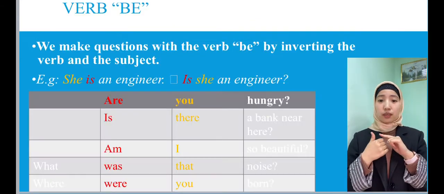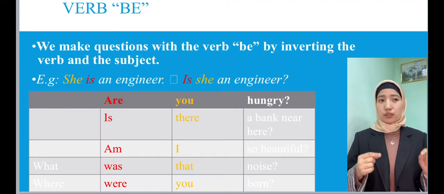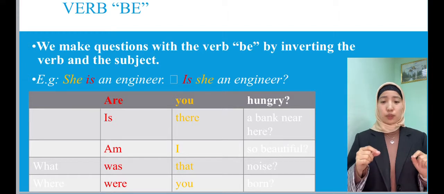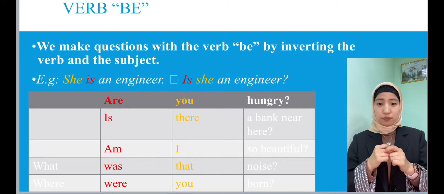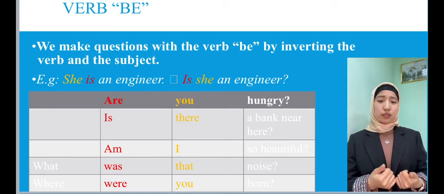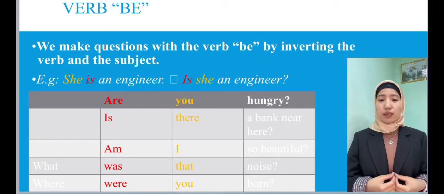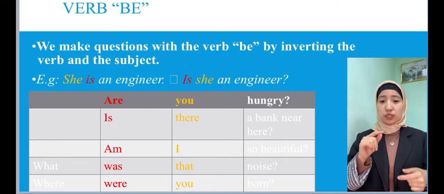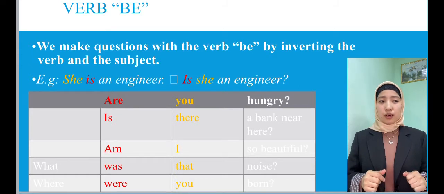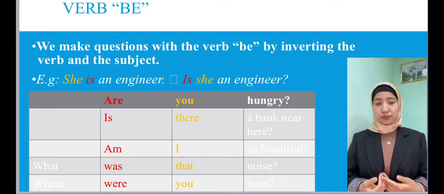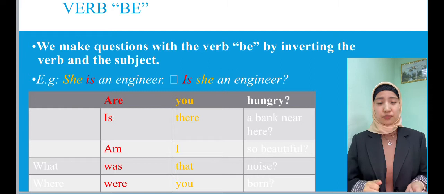So let's go. In the first group, which includes verb be, we make the questions with be by inverting the verb and the subject. So it's very simple and quite easy to remember. That's why, please remember, we just invert them. For example, she is an engineer. Is she an engineer? Is she an engineer?